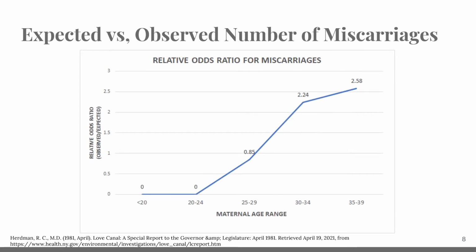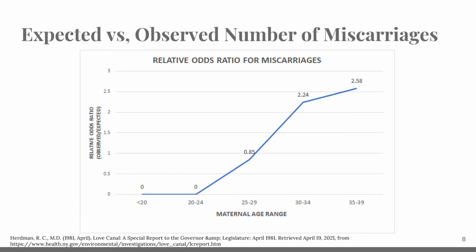Expected versus observed number of miscarriages. Finally, this line graph shows that chemicals from the Love Canal affected the number of miscarriages among residents of the neighborhood. For women of all ages from this community, the odds of having a miscarriage was 1.5 times more likely than a woman not living in Love Canal.